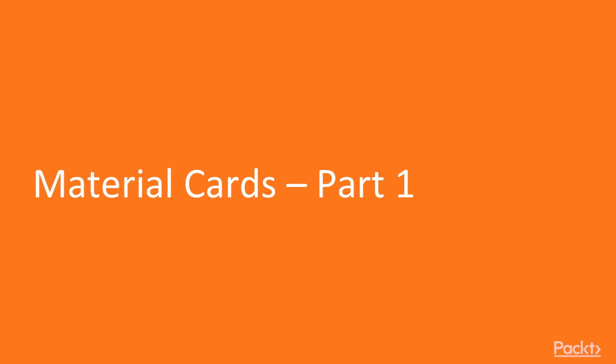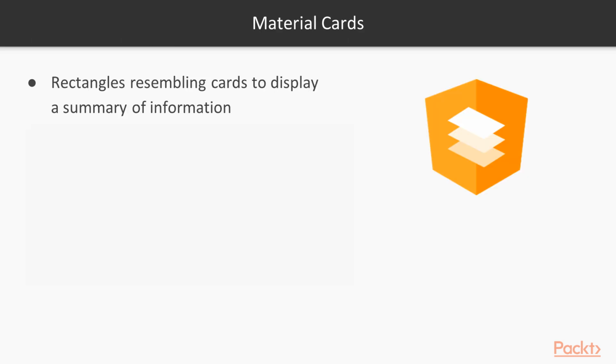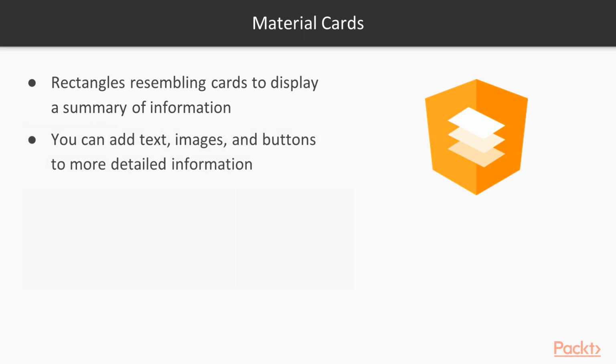So, welcome to part 1 of Material cards. In this video, we're going to take a look at what cards are in Angular, and then we're going to create some cards so we can display our data in a much more meaningful way. Now, it might sound obvious, but Material cards are simply rectangles resembling real-world cards that display a summary of information that can then be clicked into for more detailed information. With Angular Material cards, you can add things like text, images, and buttons.